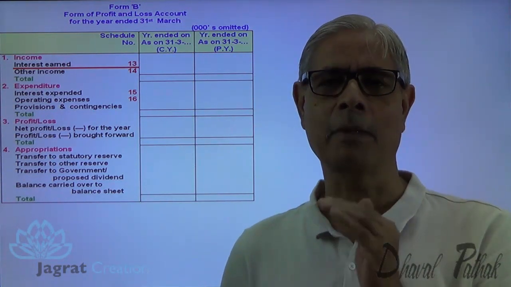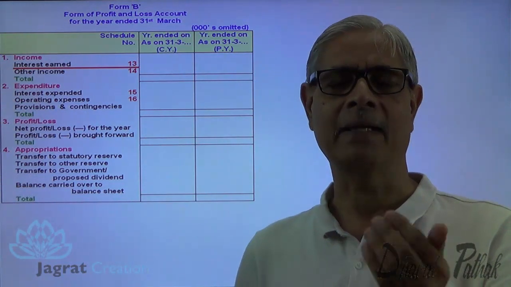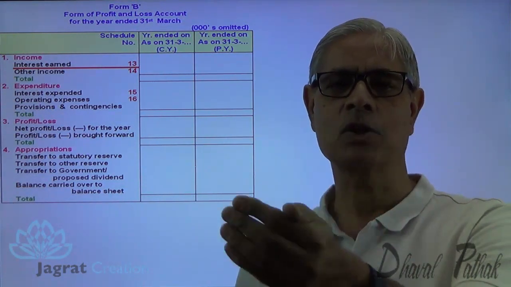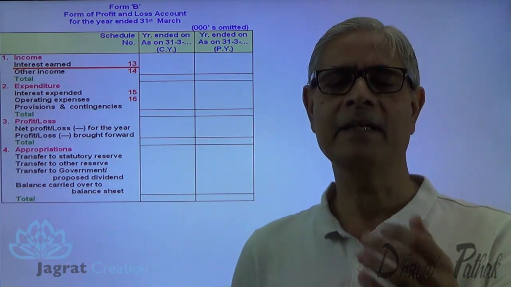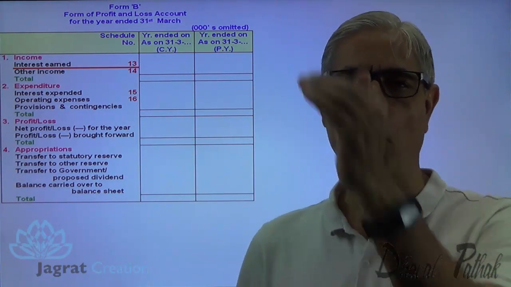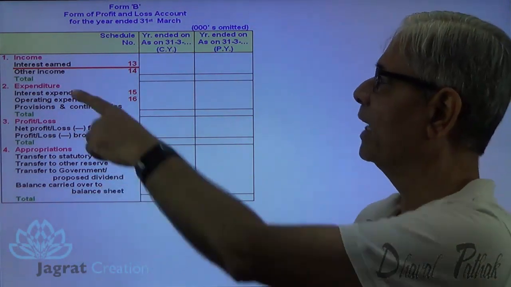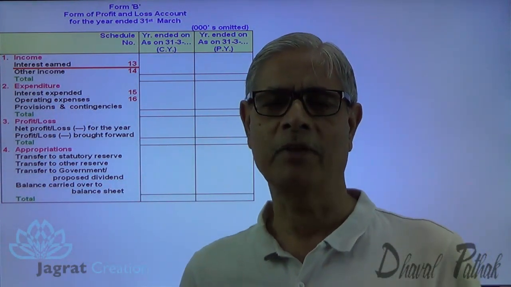So the main income of the bank is the interest on advances. Another income of the bank is dividend and interest on the investment. The third income of the bank is interest received on the deposits with RBI. All this interest will be collected at one place in Schedule 13 and will be presented here in the profit and loss account.